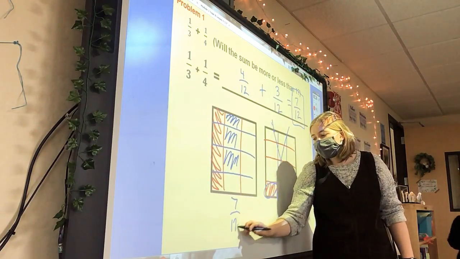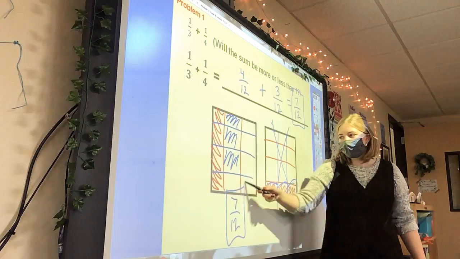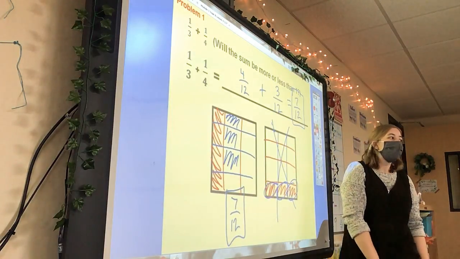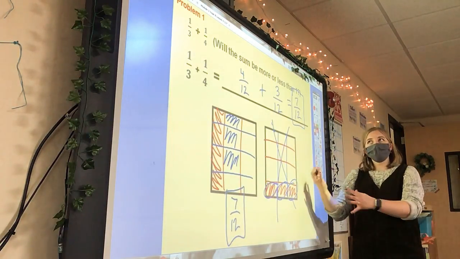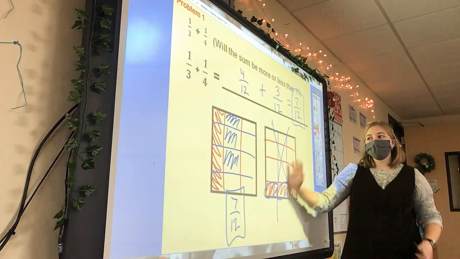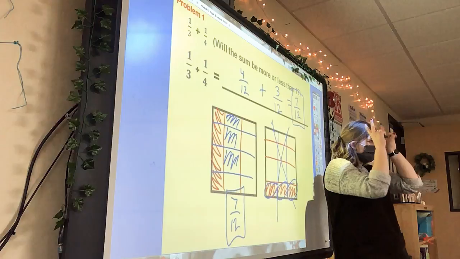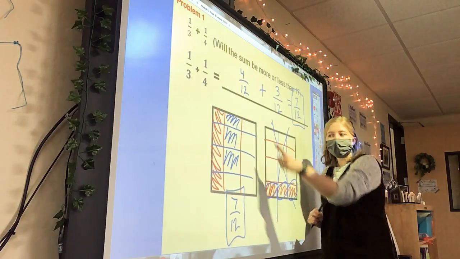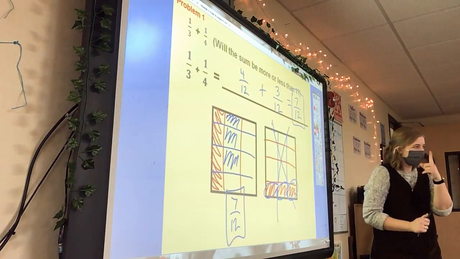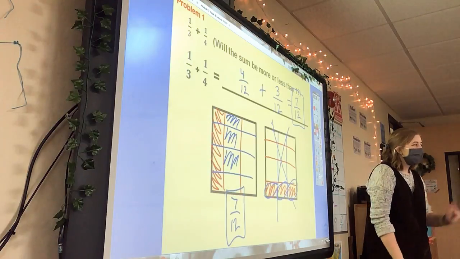So I know that I still am missing 5 pieces, 1, 2, 3, 4, 5, in order to make a whole. This is kind of a review of yesterday, but this is the part that's going to be a little different. You are actually going to move, quote unquote, move the pieces from the other model over to the first model. Does everybody understand that? Okay, Henry?